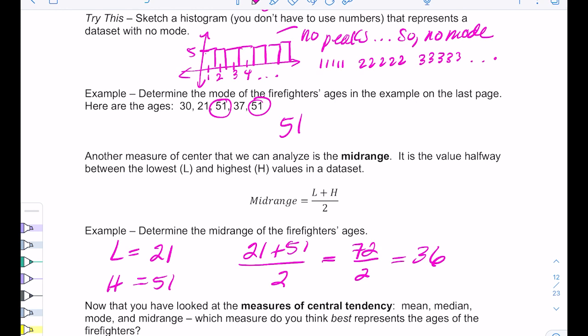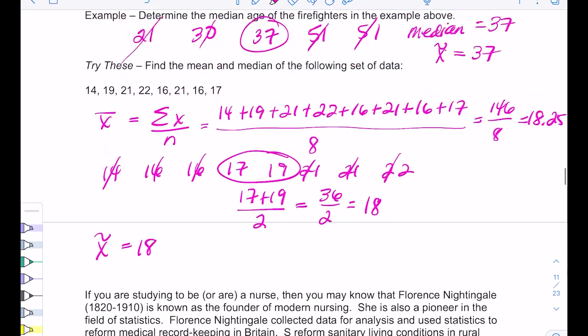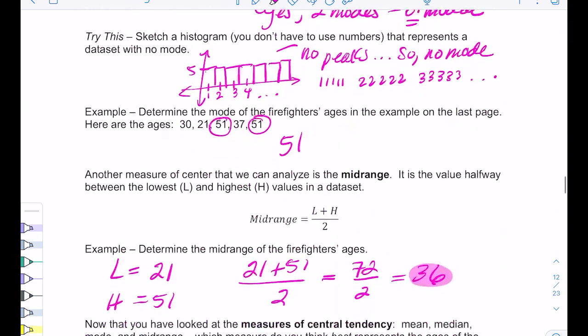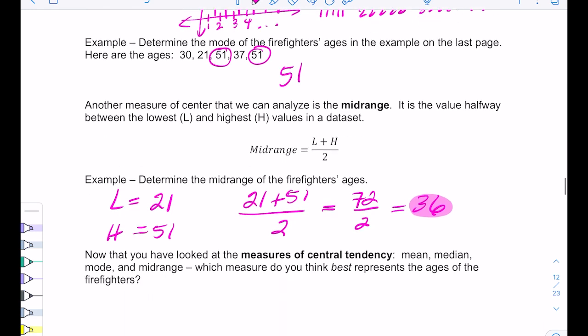The mode is unlike the answers we got for the mean, the median, and the mid-range. If you look, the mid-range was 36, and the median was 37, and the mean is 38. They're pretty all close together. But when you look at the mode, it's 51. 51's not like the others. So I don't think 51 would be a great way to describe that data set. And we'll talk about why later on.